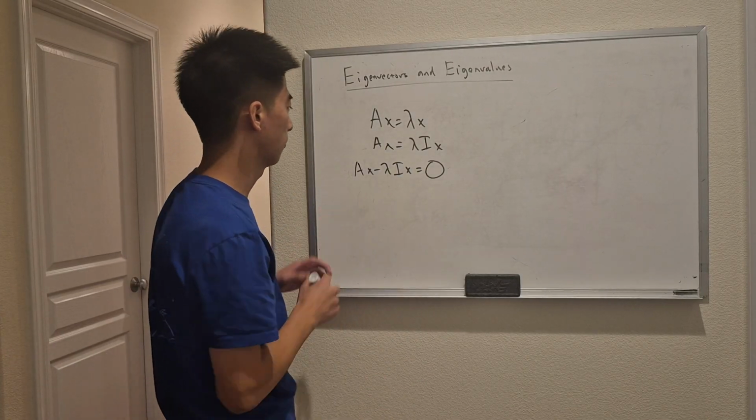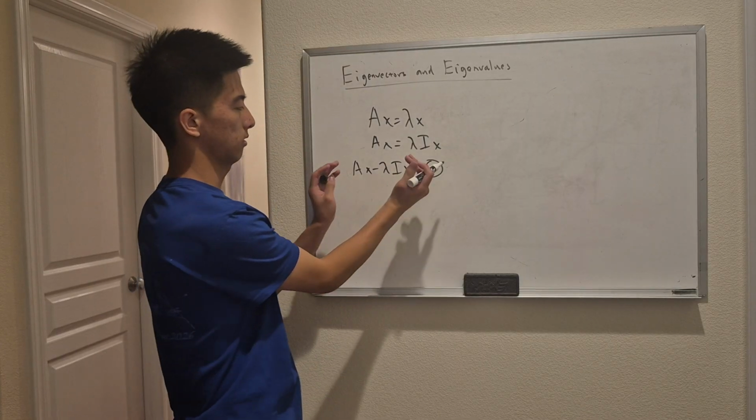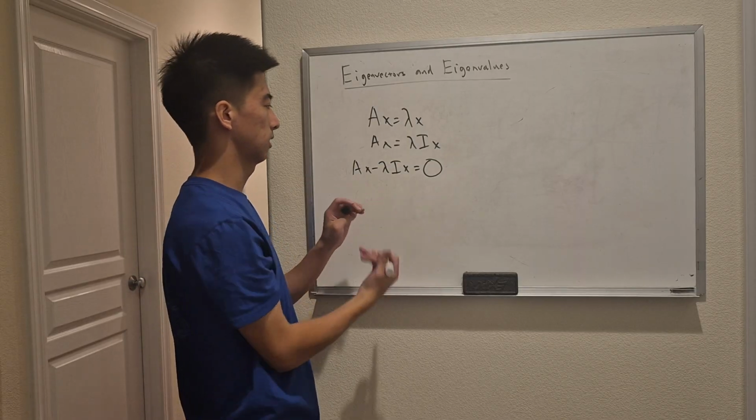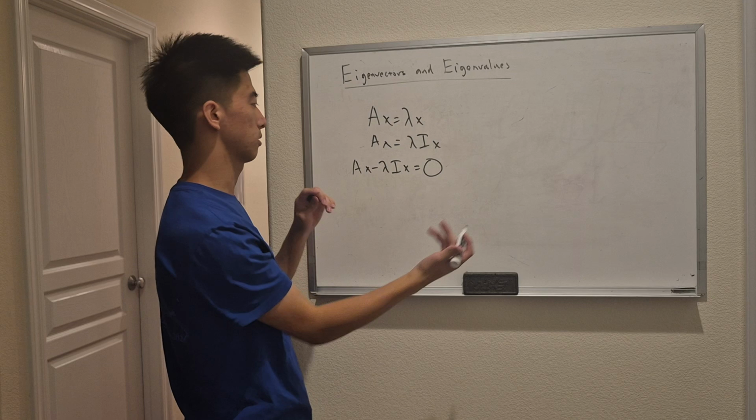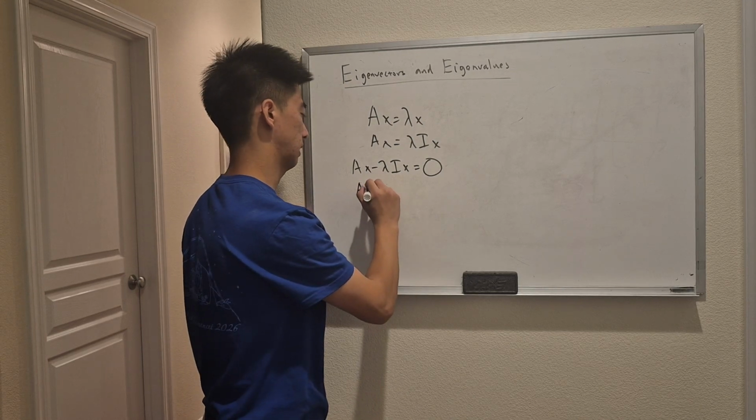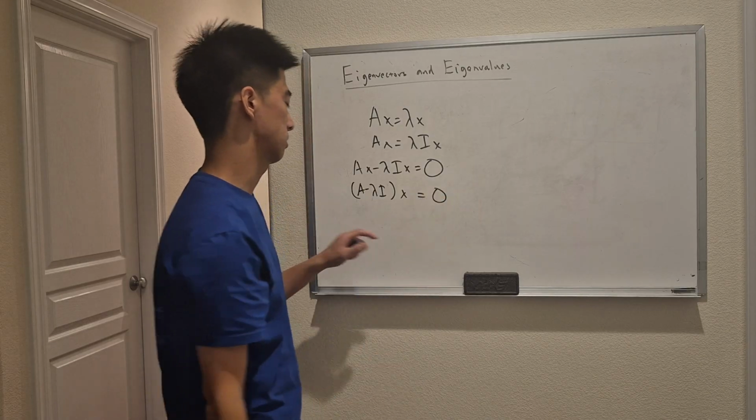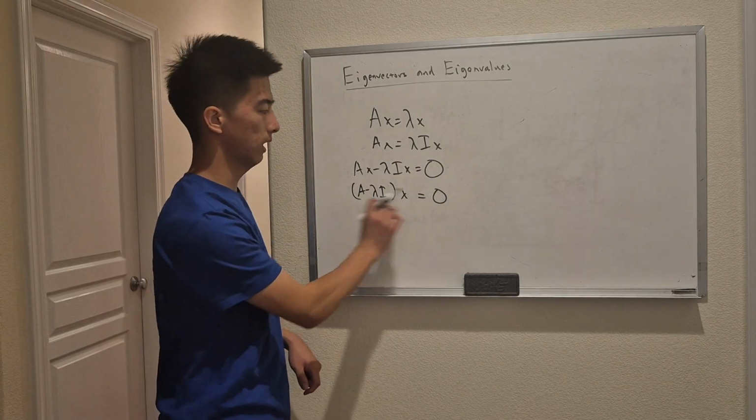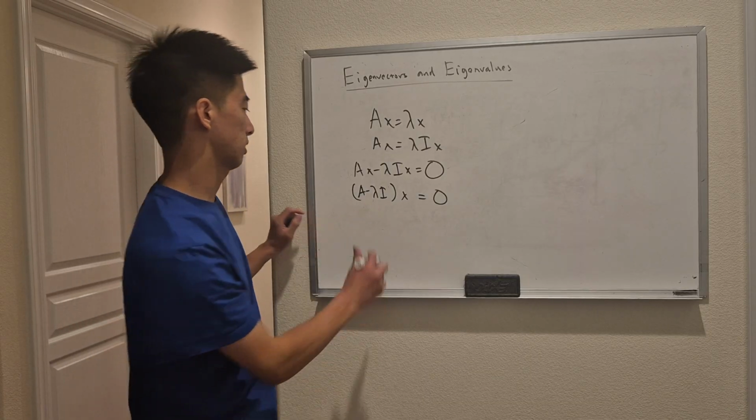And so once you have that, you can kind of imagine factoring out the x. I guess it would be right multiplying, right? So it would be A minus lambda I right multiplied by x. Should give you your 0 vector still. And so we have this equation. We notice that A minus lambda I, this is a matrix here.